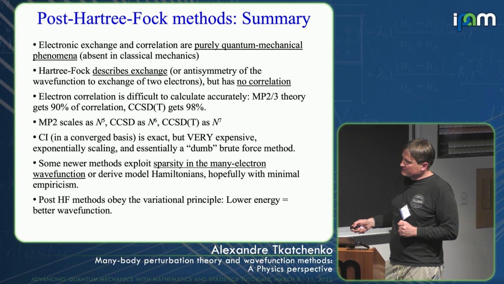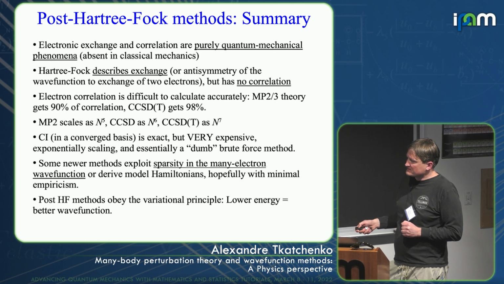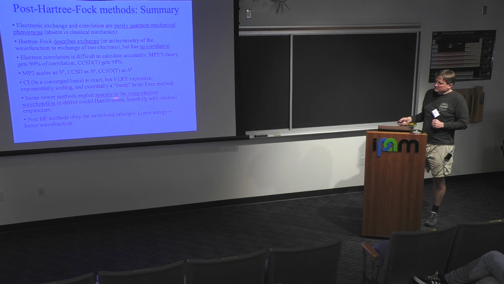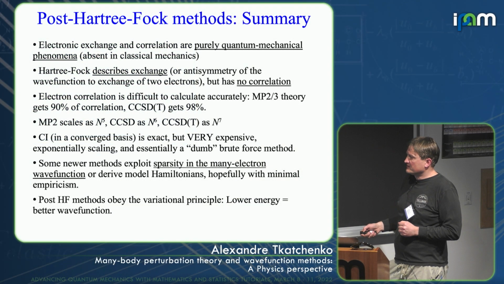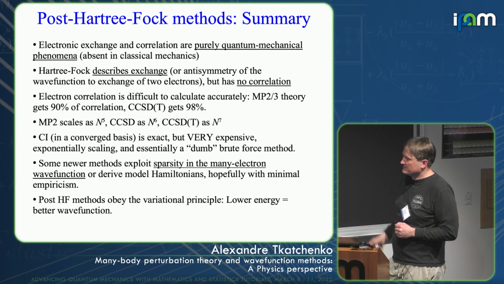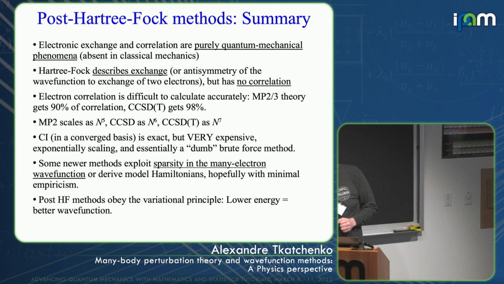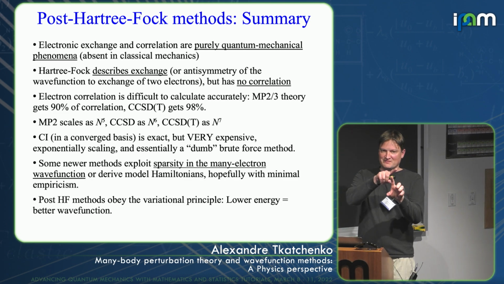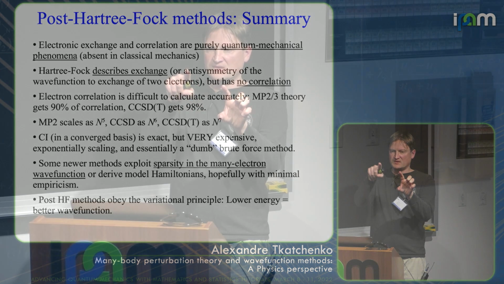And CI, on the other hand, is exact, but it's very expensive, exponentially scaling, and it's a brute force method. There are some newer methods that exploit sparsity in the many electron wave function. You can use that to derive model Hamiltonians, and hopefully this comes with minimal empiricism. And only post-Hartree-Fock methods, and that's the nice part of them, obey the variational principle, so lower energy typically means a better wave function. It's not always the case. As I said, MP2, for example, is here. MP3 would go down. MP4 would go up. So perturbation theory is not variational.